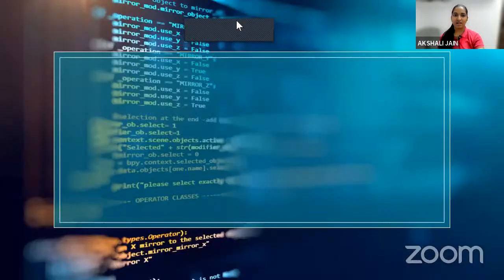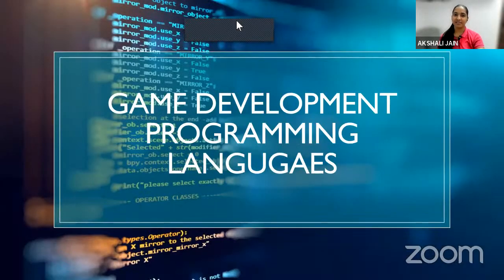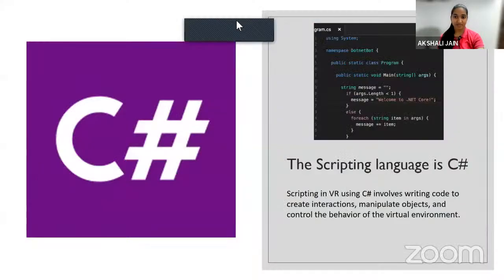But most AAA games, which have very high graphics, are made in Unreal. Now let's go over some programming languages in game development, which are very important. First is C sharp. It is the scripting language used in Unity. In Unity, you write scripts in the programming language C sharp.